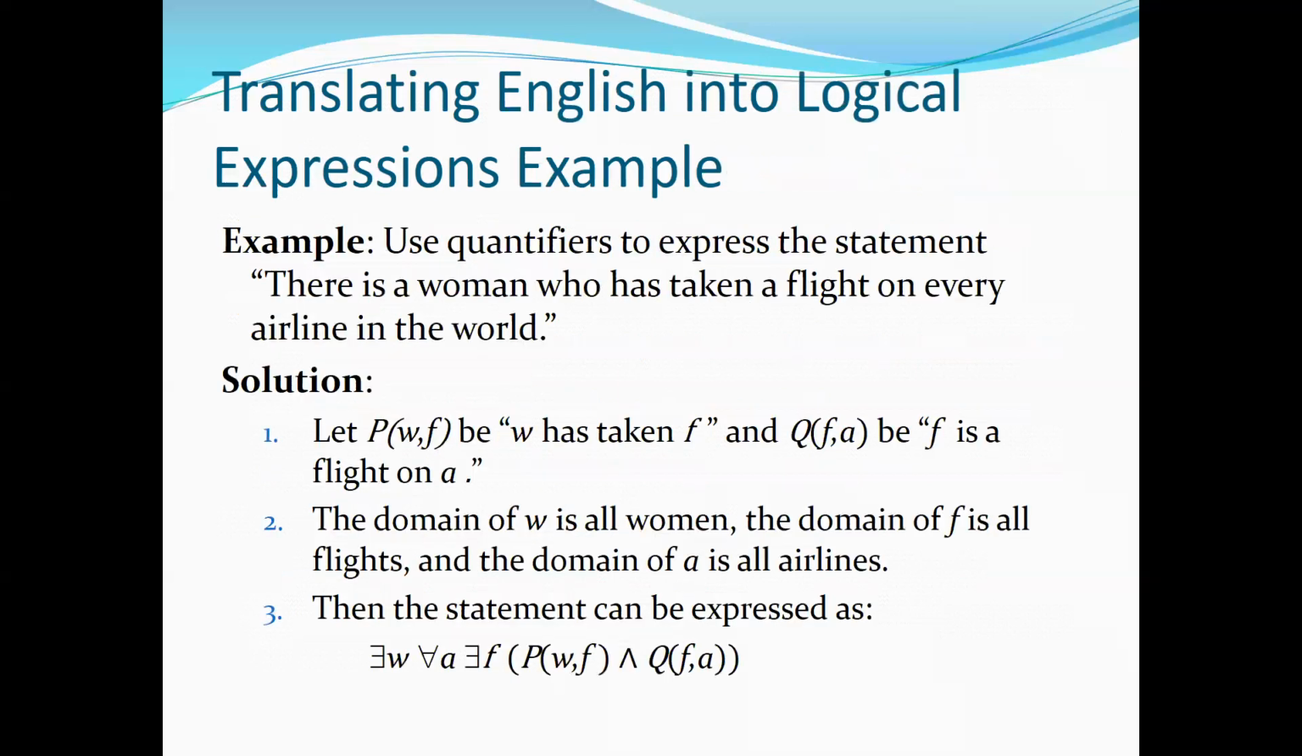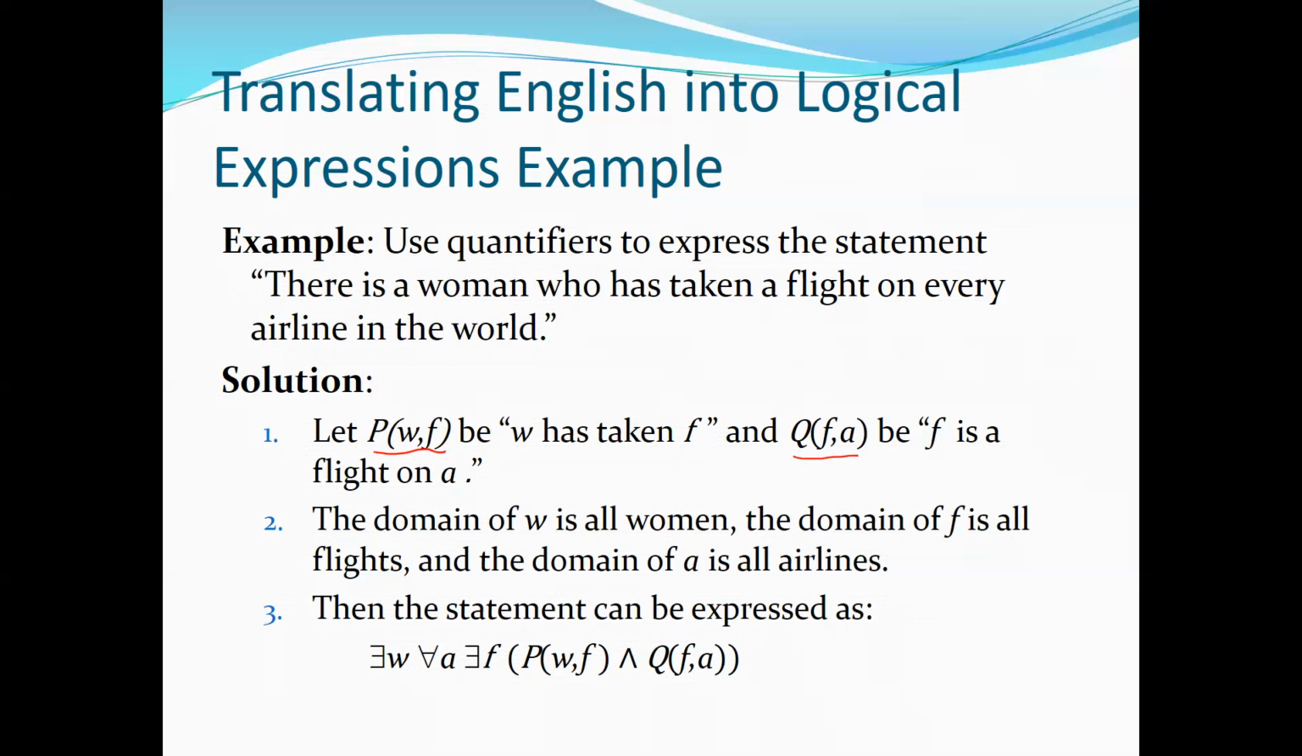Okay, let's have one more example. Use quantifiers to express this statement: there is a woman who has taken a flight on every airline in the world. So this is the English statement. Let's convert it into a logical expression. So let's introduce some propositional functions: P of w comma f, the woman w has taken the flight f, right? And Q of f comma a, f is a flight on the airline a, right?